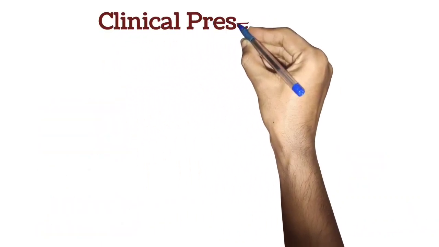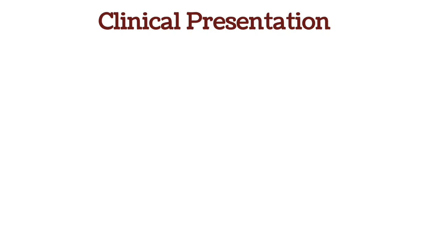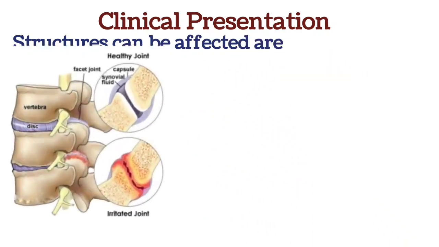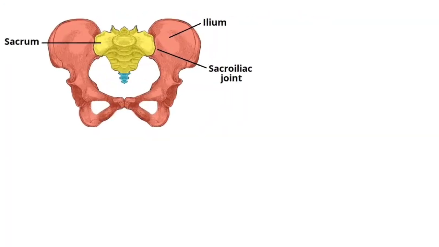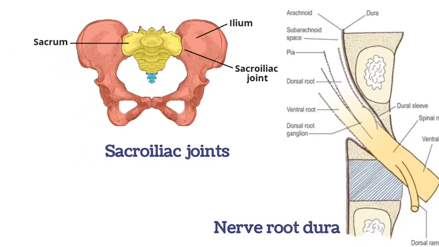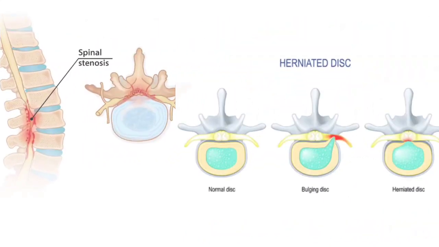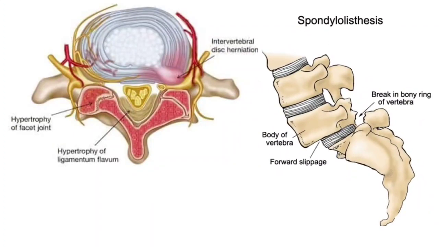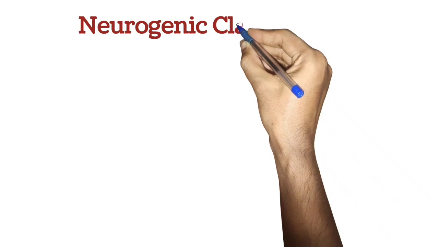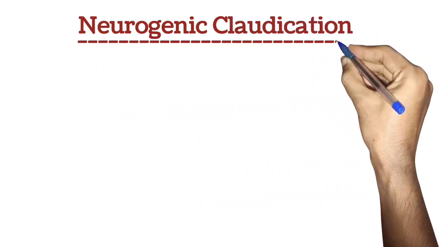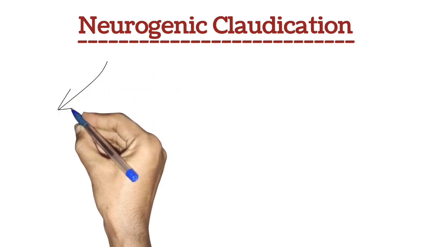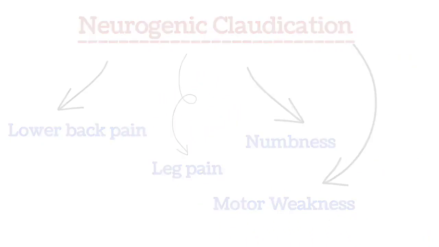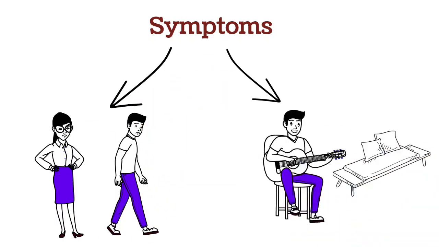Clinical presentation: patients with lumbar spondylosis experience pain in the central area of their spine. The degenerative changes can affect various structures, including facet joints, intervertebral discs, sacroiliac joints, nerve root dura, and myofascial structures. These lead to different clinical presentations, such as spinal stenosis, disc herniation, bulging of the ligamentum flavum, spondylolisthesis, and lumbar radiculopathy. All of these conditions contribute to a combination of pain symptoms known as neurogenic claudication (NC). Neurogenic claudication can involve varying degrees of lower back pain, leg pain, numbness, and motor weakness in the lower extremities. Symptoms worsen with standing and walking and improve when sitting or lying down.